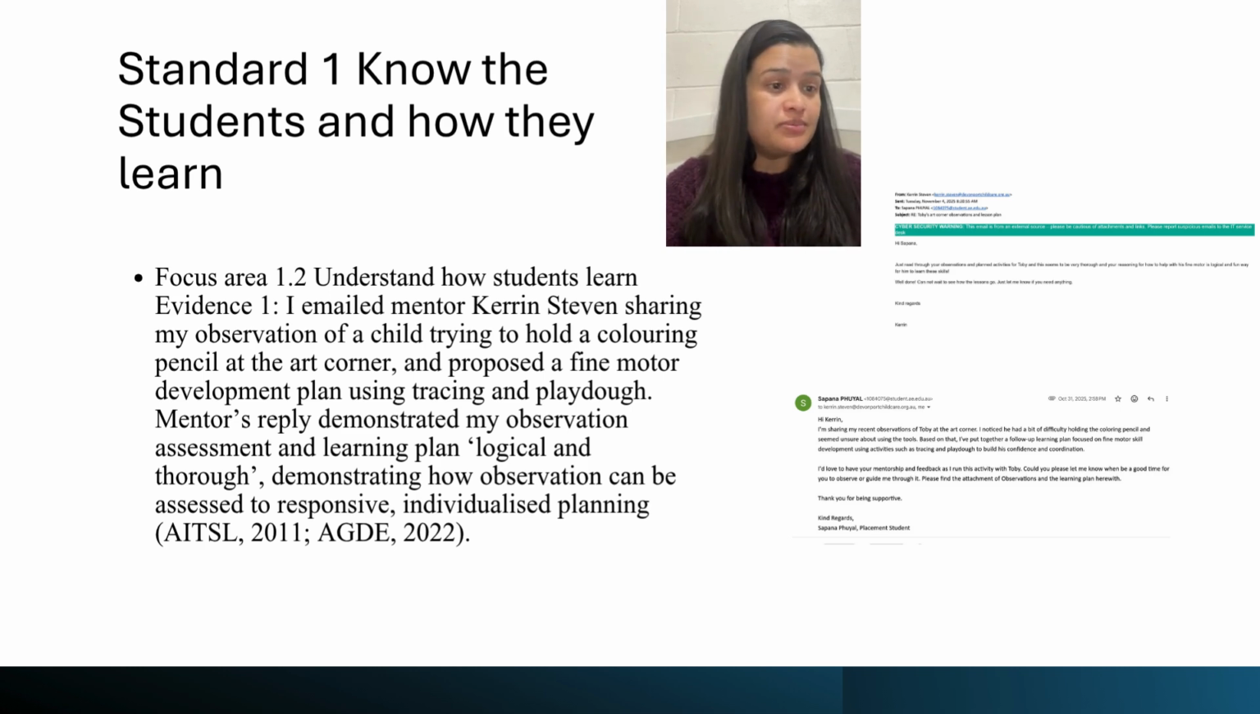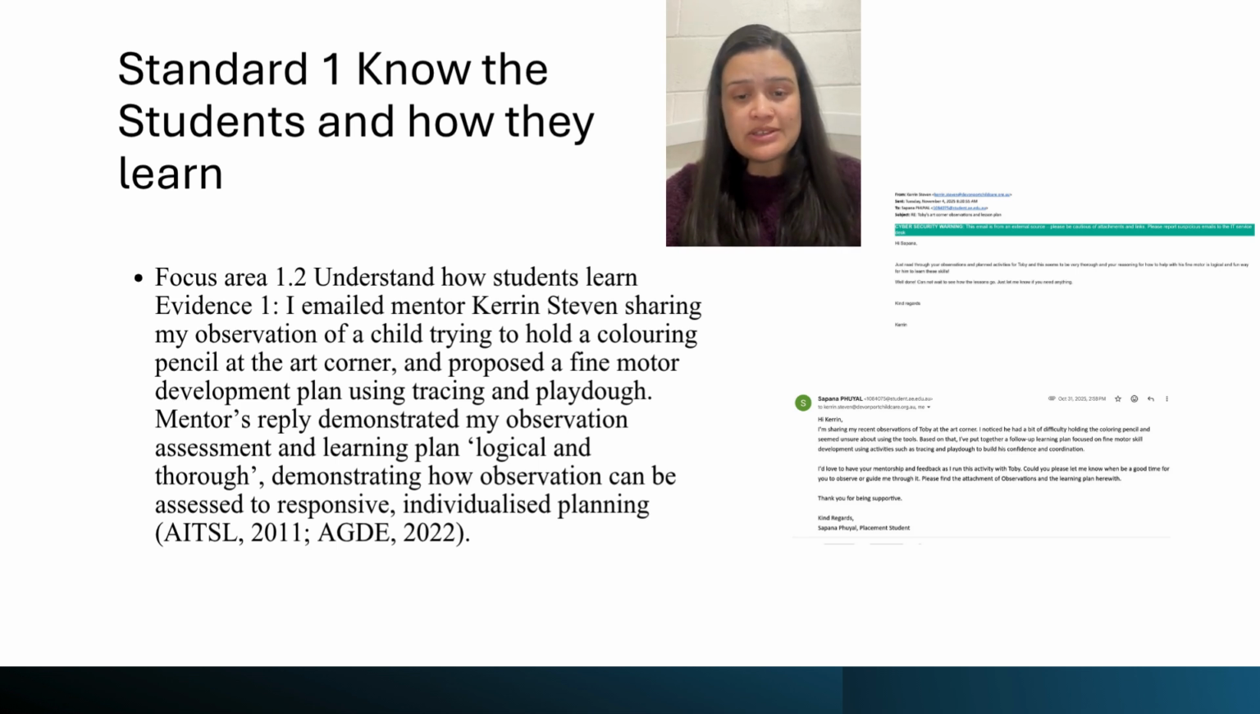So in this evidence, I have presented my mentor's email to me and my email to the mentor, as you can see on the artifact over there. So I have done my observation on one of my focus children, and I presented my observation analysis and the lesson plan to my mentor, and the mentor told me that this observation and the lesson plan, what you are doing is very excellent. So this shows the future teaching experiences, how I will get to know the student's learning.